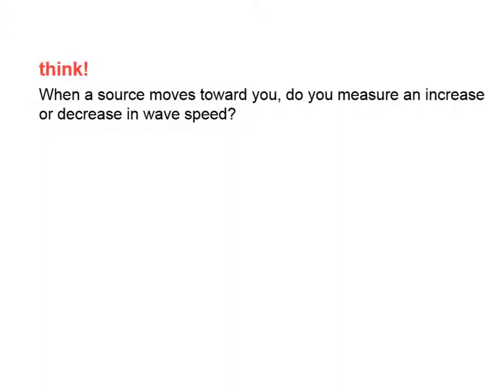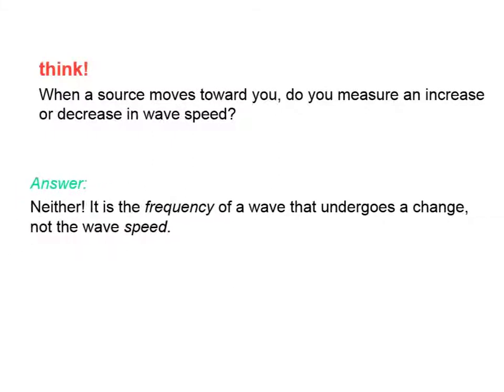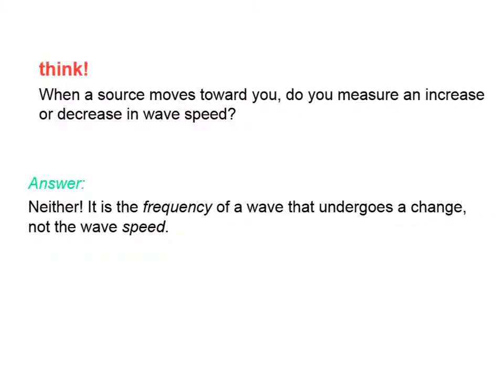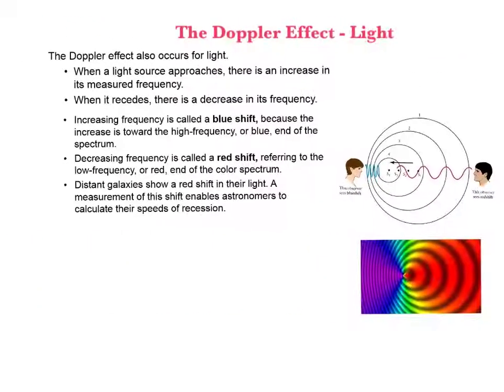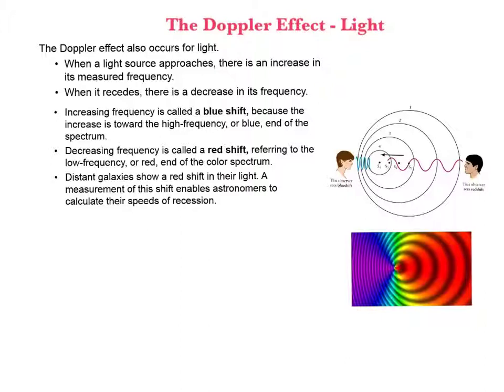So a question to think about then is, when a source moves toward you, do you measure an increase or decrease in wave speed? The answer is neither. The frequency of a wave undergoes a change, not the wave speed. So if you think about this in relation to the light, right? The Doppler shift in light. Light doesn't change speed at all, right? But we're getting a change in frequency depending upon where you're observing that light.